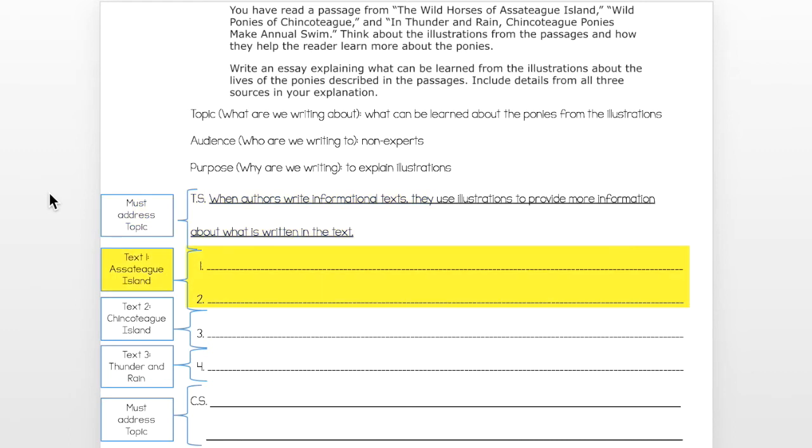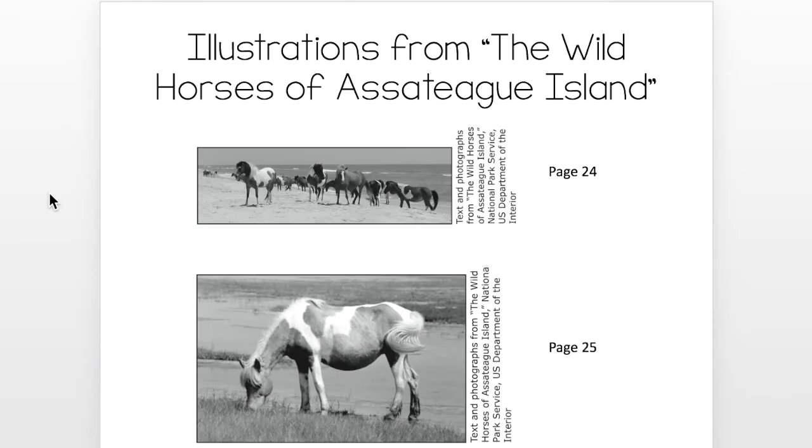Next, let's look at our first 2 details. As a reminder, our first 2 details are both going to come from the text, The Wild Horses of Assateague Island. Remember, we're focusing on the illustrations from these texts, so in order to think about what I need to include, I'm going to go back to my illustrations from the text to think about what those illustrations taught me. So here we have the 2 illustrations that were in the text, The Wild Horses of Assateague Island. We have the first illustration that was on page 24, and the second that was on page 25.